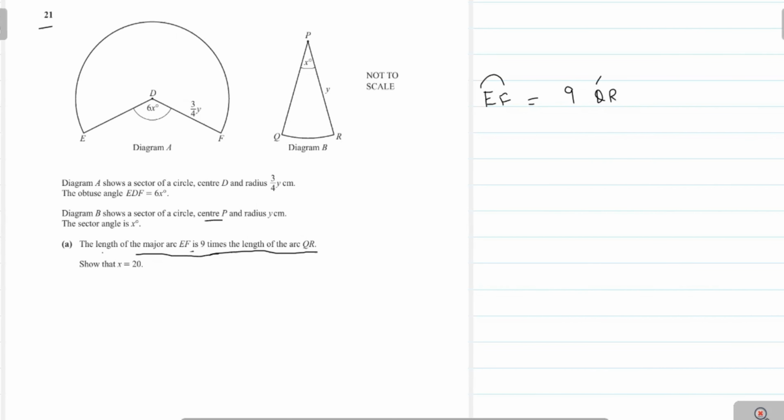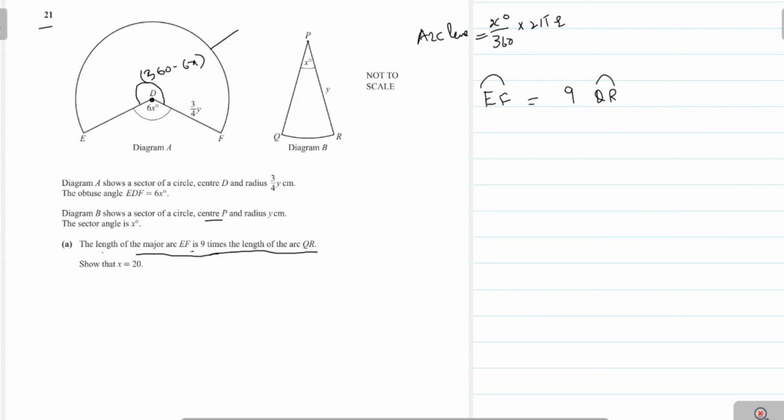QR. This is the major arc length of EF, and this is the angle of the major arc. We can find this angle since the sum of adjacent angles at a point is 360. Therefore, this angle will be equal to 360 minus 6x. Now we can find the arc length using the formula x degree over 360 multiplied by 2 pi r. This is the arc length formula.